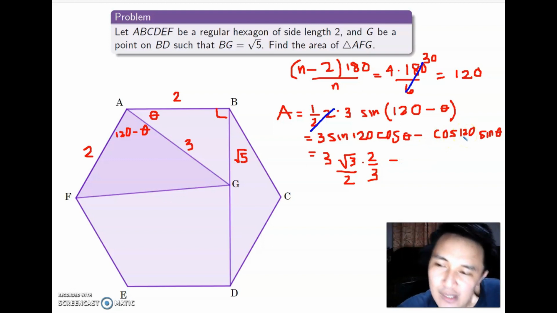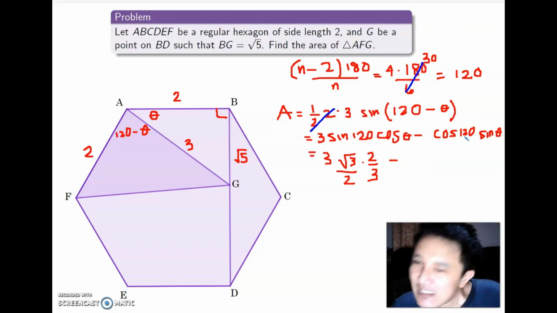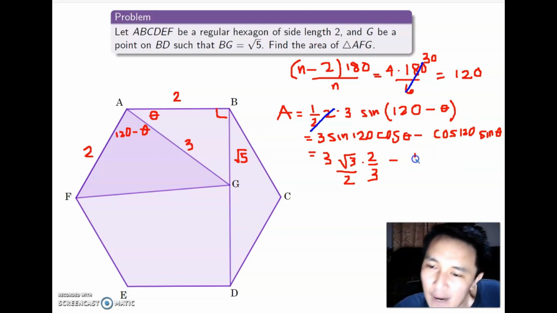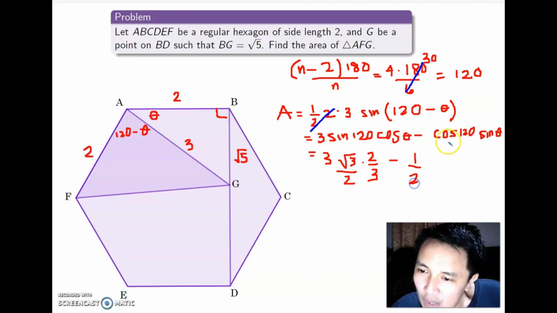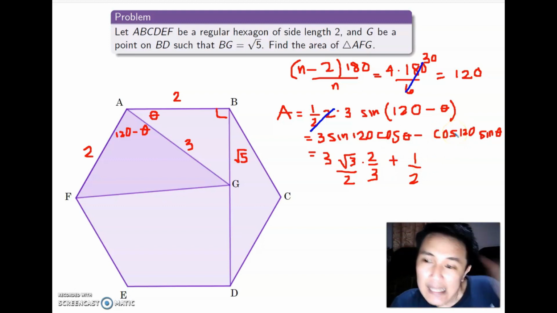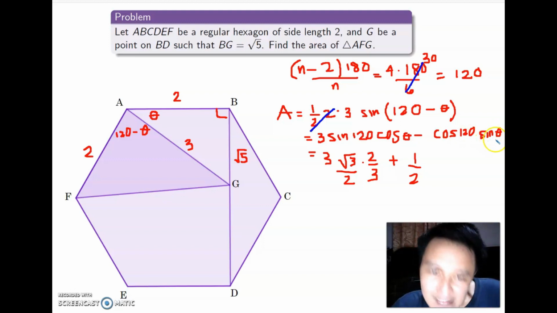The reference angle of cosine 120 is 60, and cosine 60 is 1/2. But cosine in quadrant 2 is negative, so this one will become positive. Again, cosine in quadrant 2 is negative. Then, lastly, sine theta.